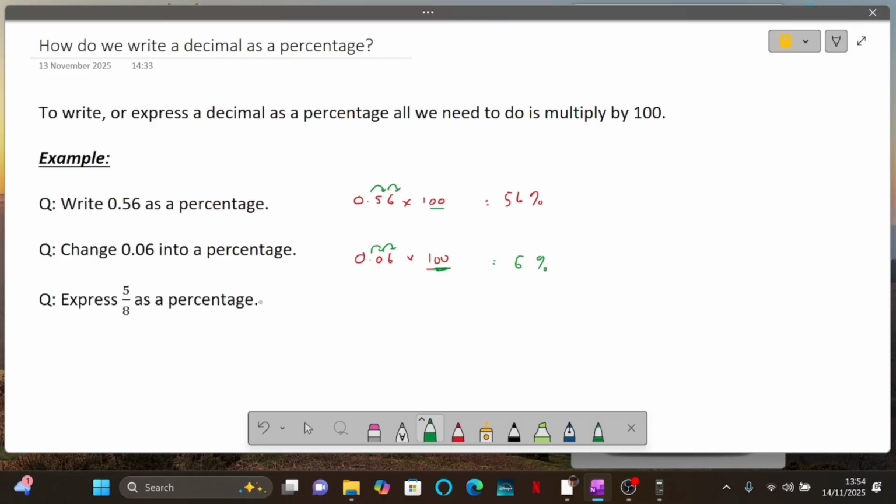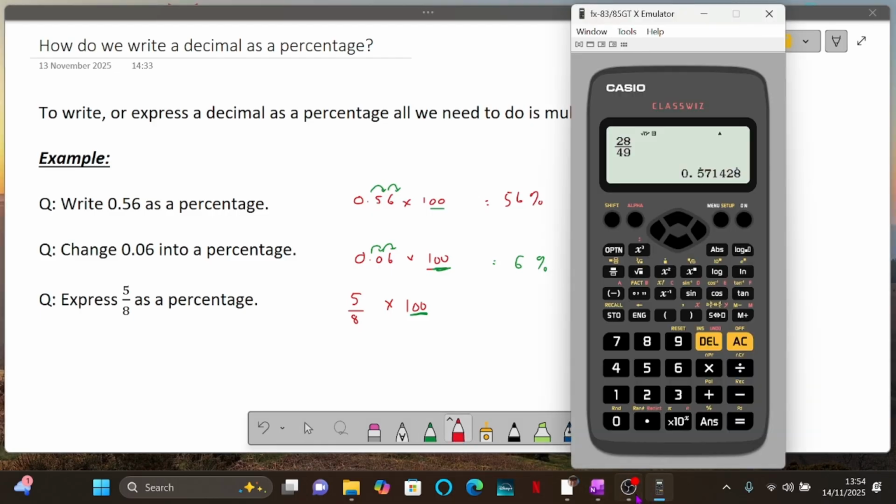5/8 as a percentage. Okay, so this is not changing a decimal to a percentage. This is changing a fraction into a percentage. But that's fine because we already know how to turn a fraction into a decimal, right? It's top divided by bottom. So this will give me a decimal. And after I've turned it into a decimal, remember I times it by 100. Remember, when we times by 100, we move the decimal point 2 spaces to the right. So again, you can use your calculator for this if you've got one, but hopefully you have.